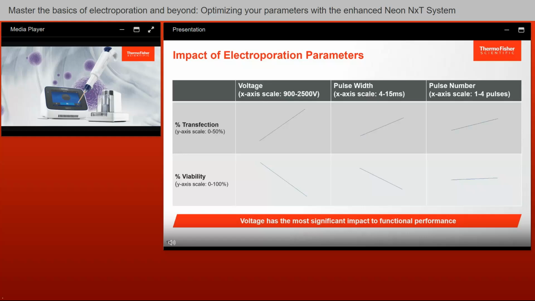Finally, pulse number. The number of electrical pulses applied during electroporation affects the amount of material that can be introduced into the cells. Multiple pulses can increase the uptake efficiency, but too many pulses or prolonged pulsing can cause significant cell damage and cell death. And you'll see here these various trends across the increasing voltage, pulse width, and pulse number, and how they affect both transfection efficiency and cell viability.